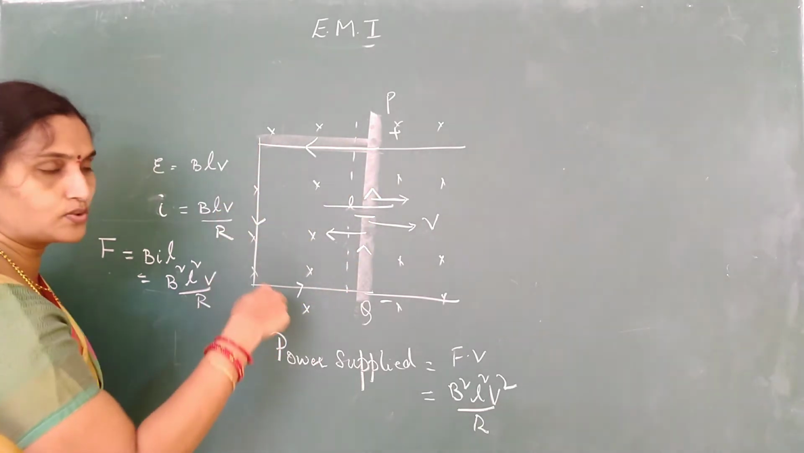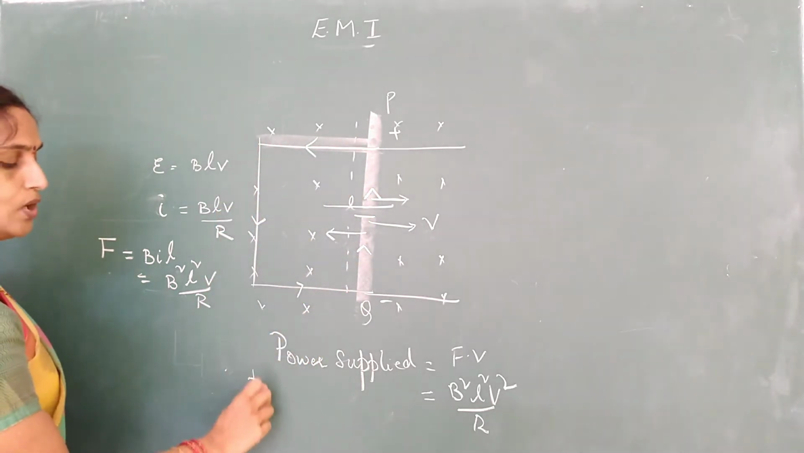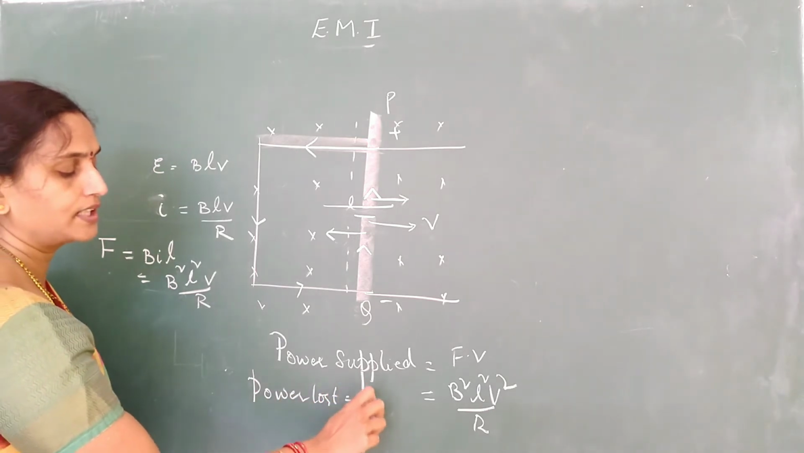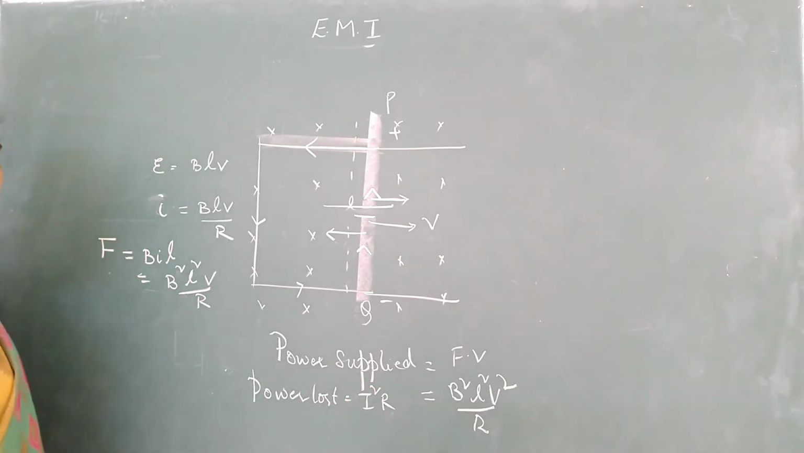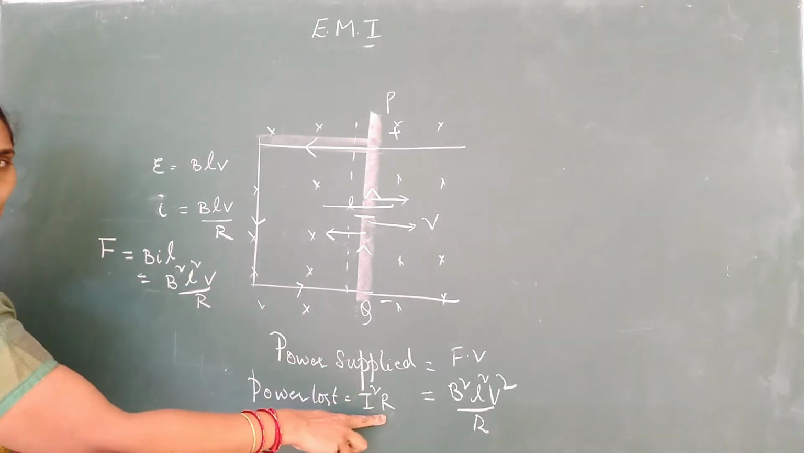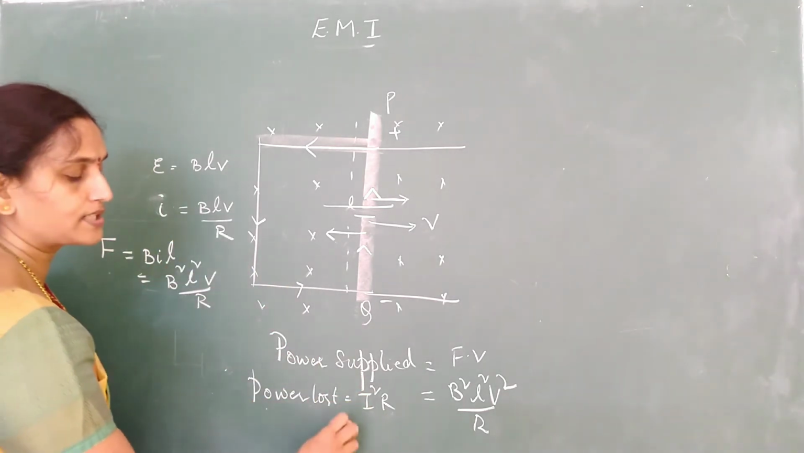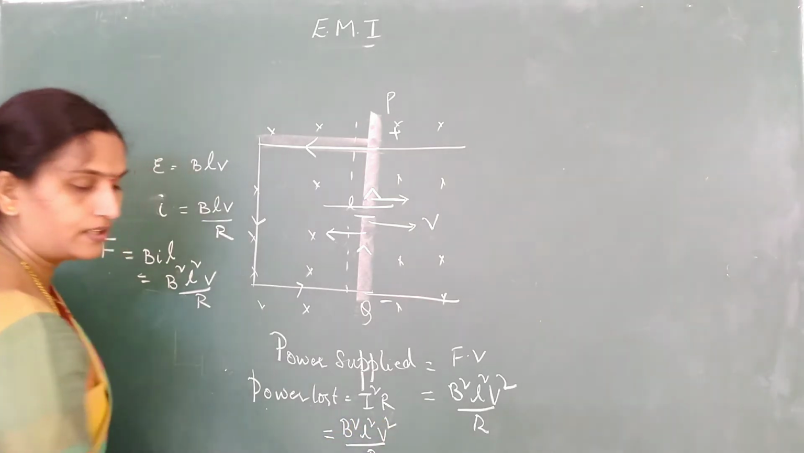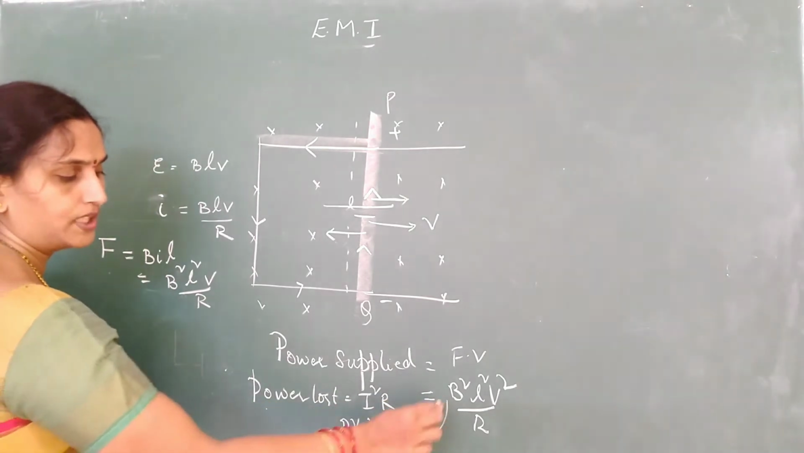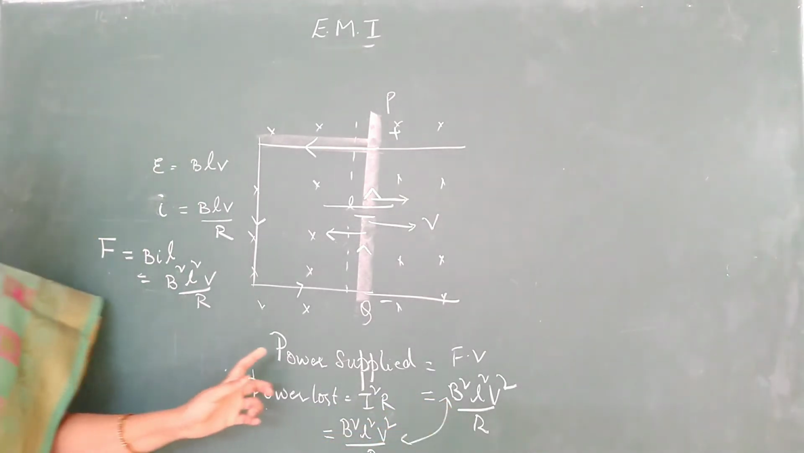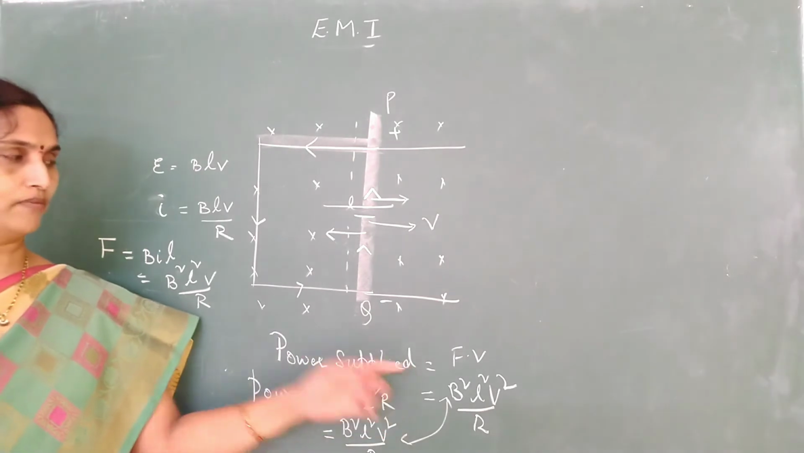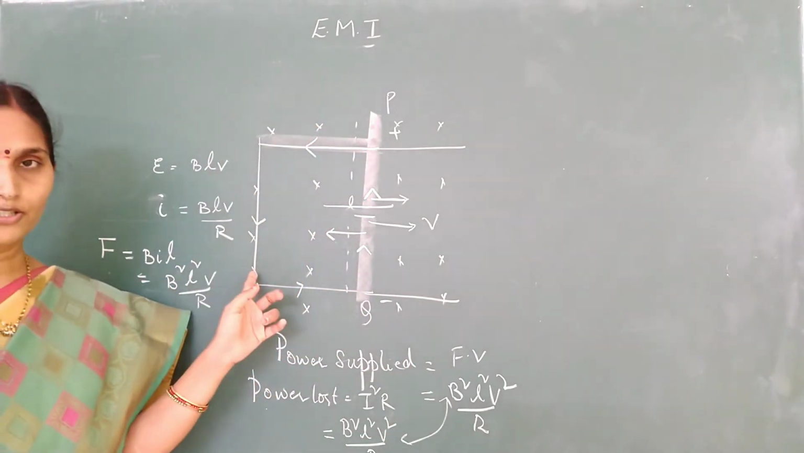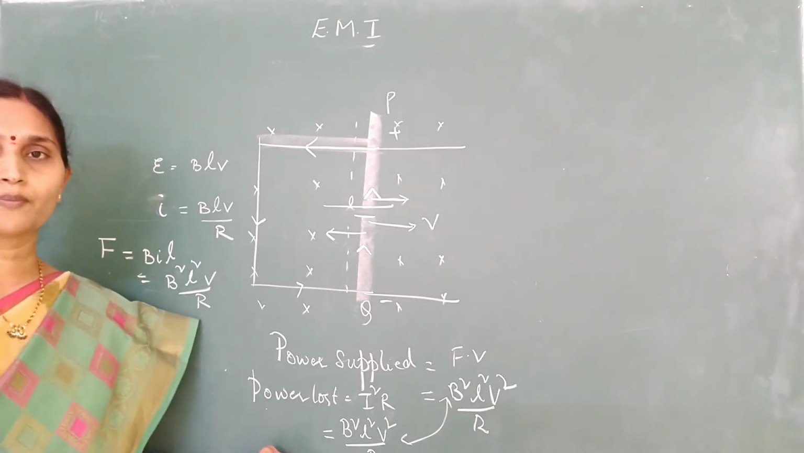But when current passes through this resistance, what is the power lost by the circuit? We know power dissipated is I squared R. When you put I squared into resistance, you will get the power lost as B squared L squared V squared by R. Observe these two formulas. Both are the same. So whatever energy you are supplying or whatever power you are losing to the system, it is converted into electrical energy and dissipated in the form of thermal energy.